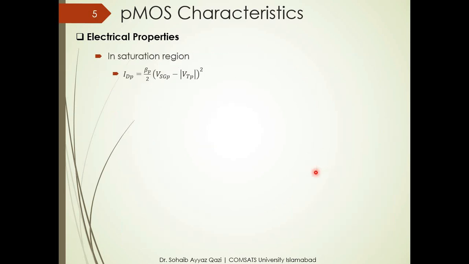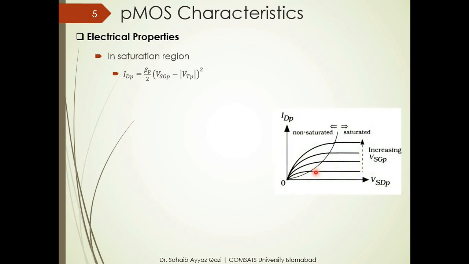So if we want the equation to find the current in the saturation region for pMOS, that will be IDP equal to beta P divided by 2 times (VSGP minus VTP), obviously whole square. This equation is very similar to our NMOS equation. The only difference is that we are taking the magnitude value of VTP, using VSGP here, and we have a beta P.